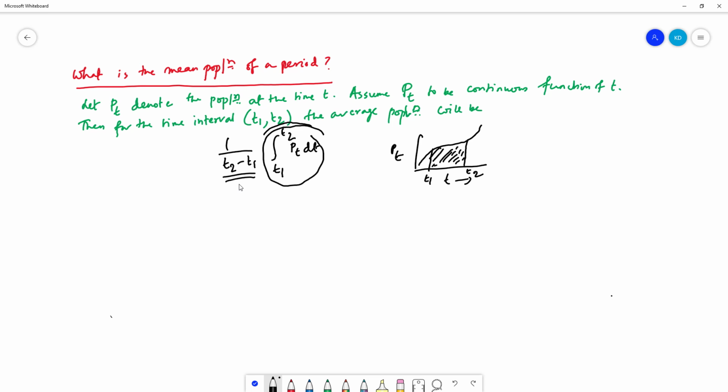But the population at every fraction of time is rarely available. In its absence, we take the midpoint population. If that is again not available, the average of the population at the two ends of the interval is also used.